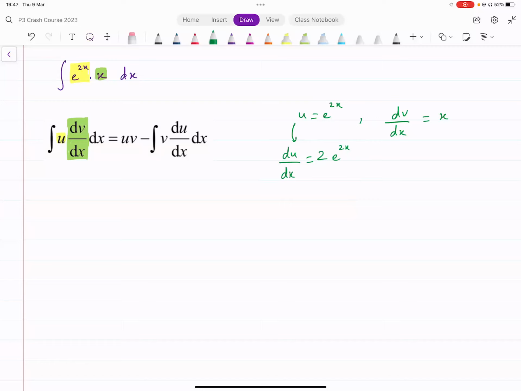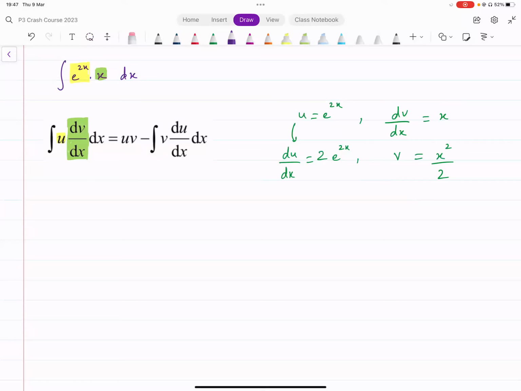And then you have to integrate dv over dx. How do you integrate it? We have to find v, right? So for that, we have to integrate this. Integral of x is x square, increase the power by 1 and divide by that increased power, x square over 2. Let's input those values here.